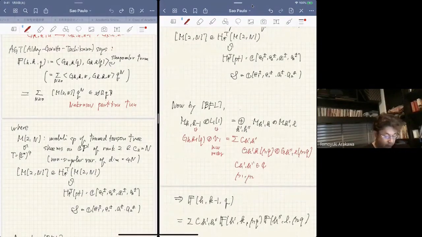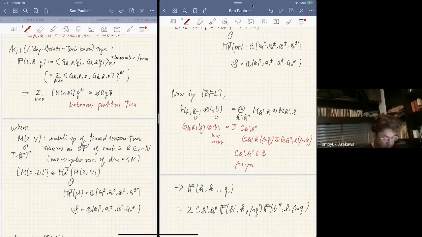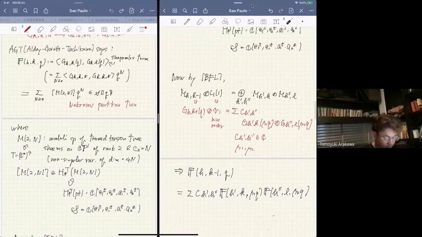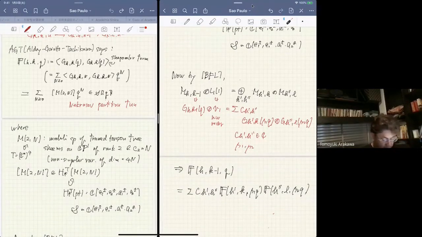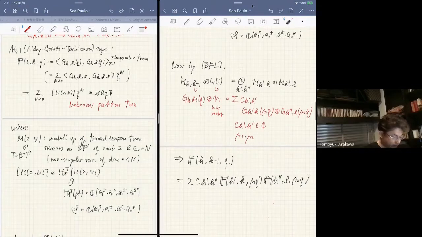And then if you take the norm of both sides with respect to the Shapovalov form, you get the following identity. On the left-hand side, because the norm of the highest weight vector is 1, we just get the Nekrasov partition function for this. And on the right-hand side, we get a product of two partition functions. And this is a non-trivial identity.